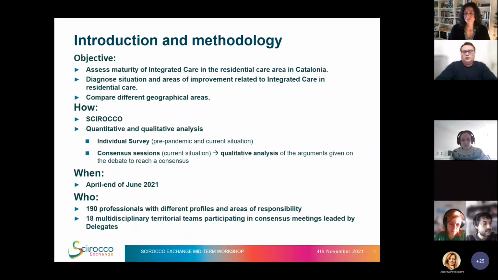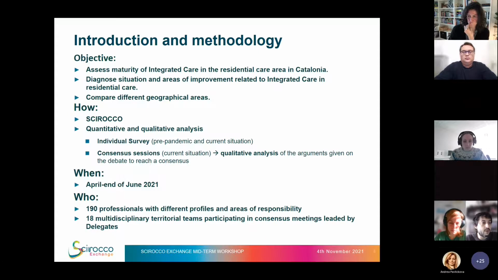department. Seeing that this new collaboration between departments was bringing changes in the residential care area, we thought that it was necessary to measure the situation of integrated care in this area. And the Scirocco maturity model, we thought that it was the correct tool for this. So we have a triple objective. First, to assess the maturity of integrated care in the residential care area in Catalonia. Second, to diagnose the situation and possible areas of improvement. And third, to compare different geographical areas.